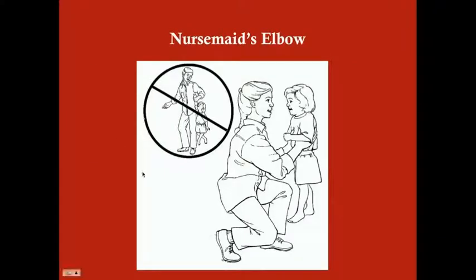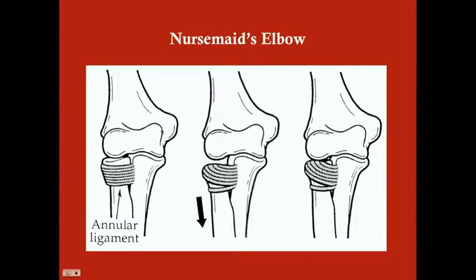So this is sort of the motion that causes the nursemaid's elbow. And you can see here, again, this is not abuse. This is something that parents do, and they don't realize that they shouldn't do it, but it happens. And then this is what sort of happens if you look at a schematic here. So this is the annular ligament. It holds the radius in place to the ulna, and what happens is the head of the radius kind of slips out of that annular ligament.